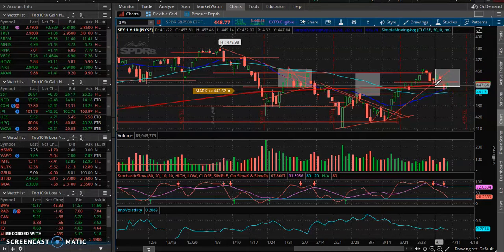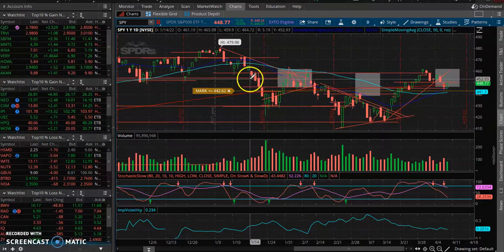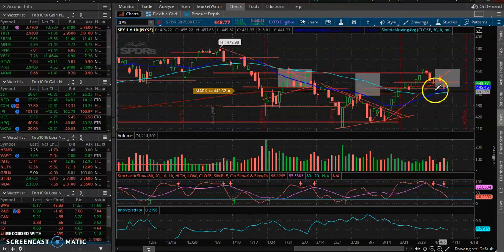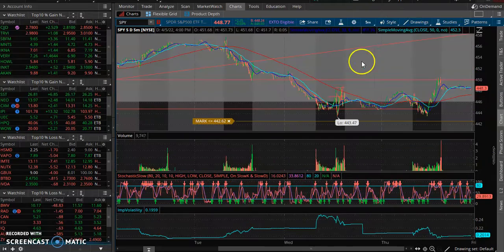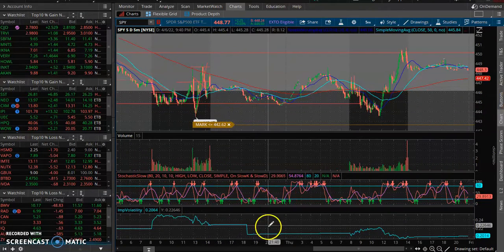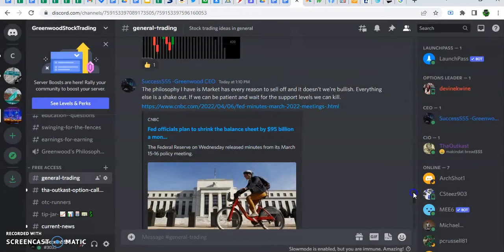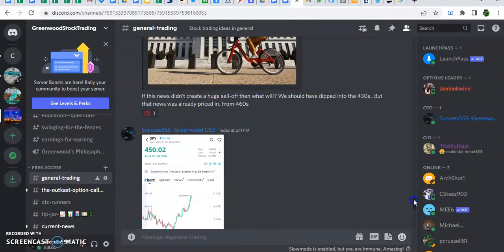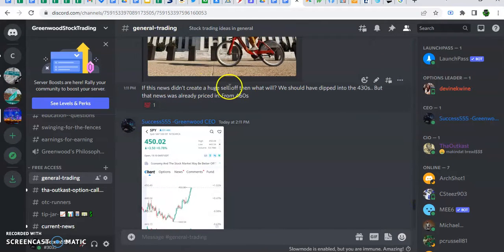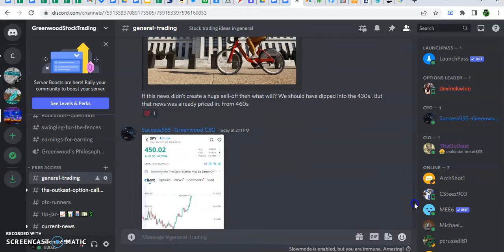So when we couldn't break all the way down like we did so many other times, that lets me know that we were not going any lower. So today, it just looked like a big shakeout, and I told the group to buy these 443 dips. I'll show you in our Discord where basically this news didn't create a big sell-off. It's already priced in from 460. SPY was at 443, 444, 445 area.